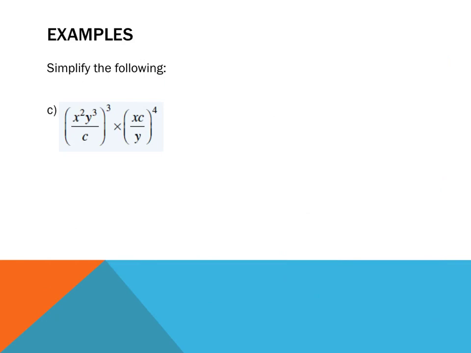I just have to hold my horses, okay? X to the power of 2, y to the power of 3, all to the power of 3, divided by c to the power of 3. Okay, first off, let's expand it. X to the power of 2 to the power of 3 becomes x to the power of 6. Y to the power of 3 to the power of 3 becomes y to the power of 9, divided by c to the power of 3.